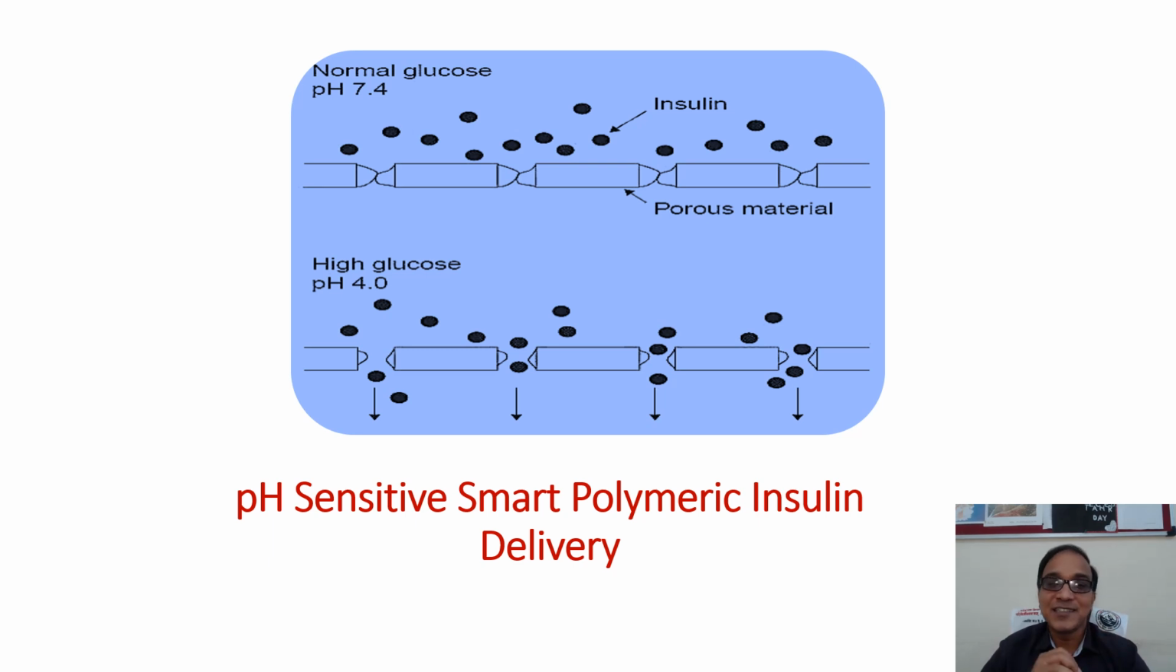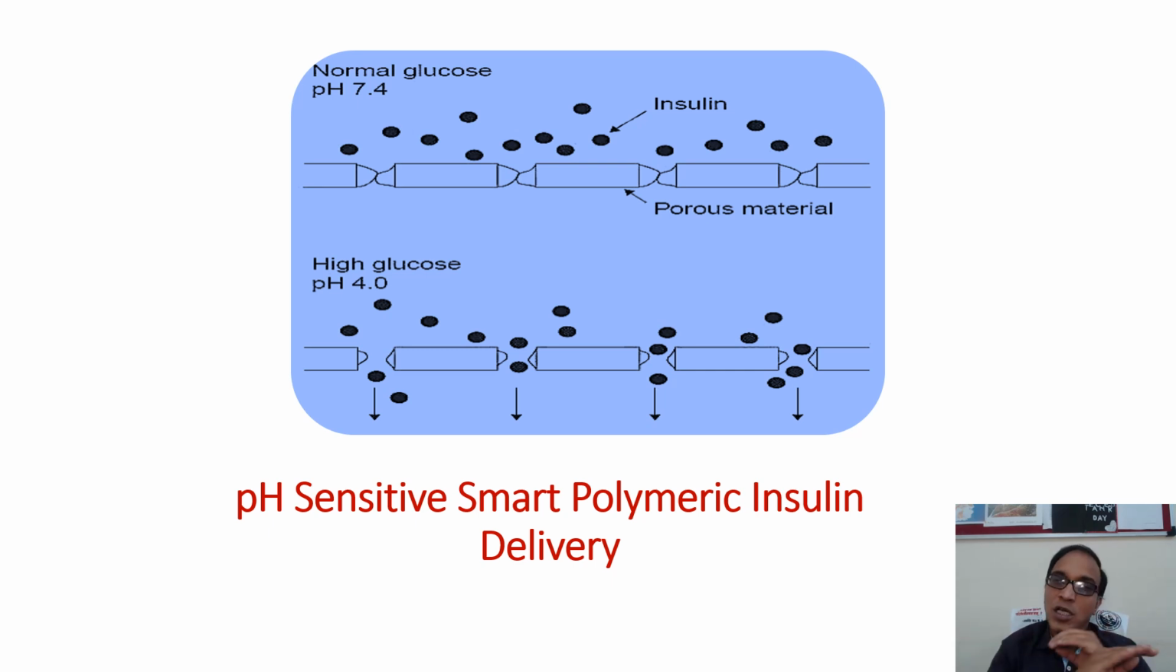We have discussed this pH sensitive smart polymeric insulin delivery. Remember, in the normal case, at pH 7.4, insulin remains there. What happens in the system when the pH lowers? When the glucose is higher, glucose will be converted into gluconic acid, and the pH will be lower.